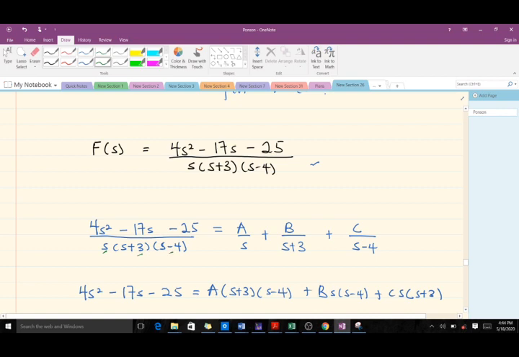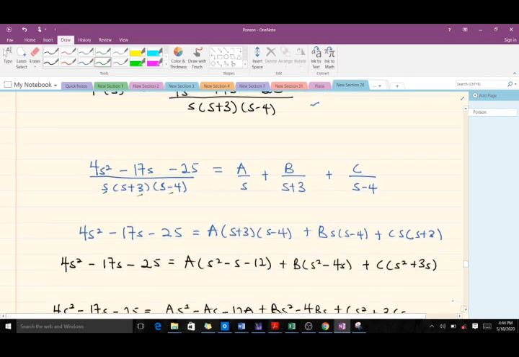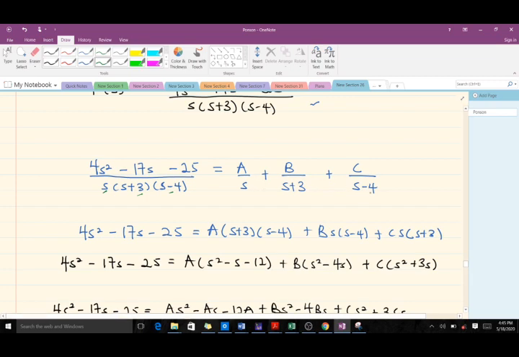After that, you realize that we have the same denominator, so we can decide to find the LCM of what we have here. The LCM is the same as what we have here. After finding the LCM, we have to multiply A by s plus 3 and s minus 4, then B by s and s minus 4, and C by s and s plus 3. So that's what you can find here.